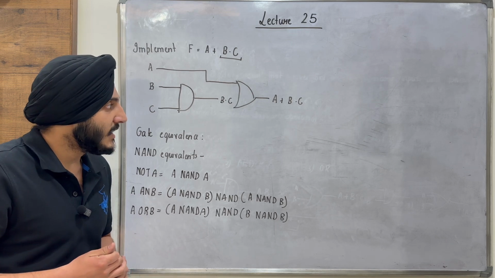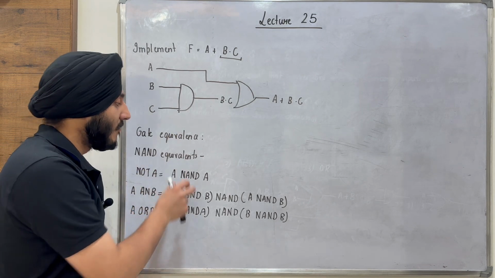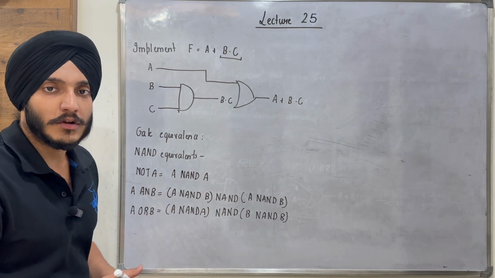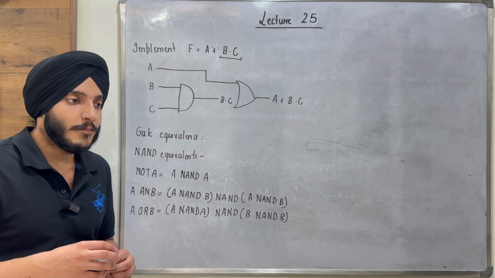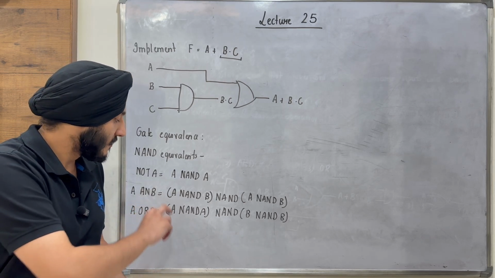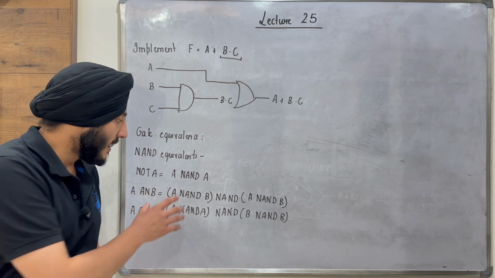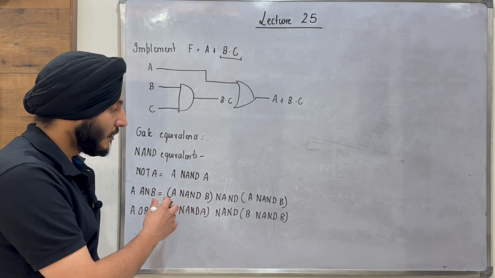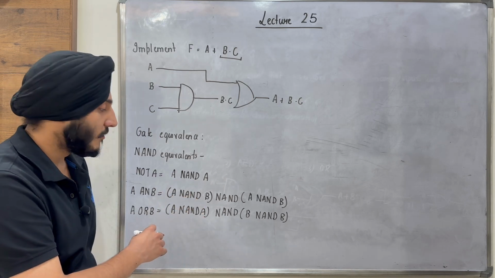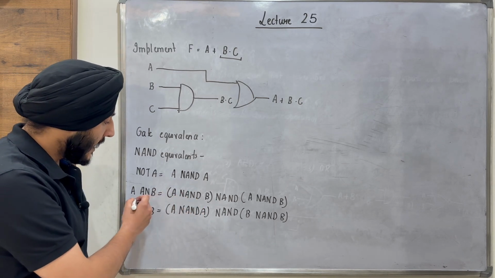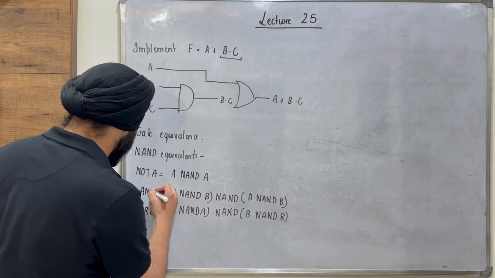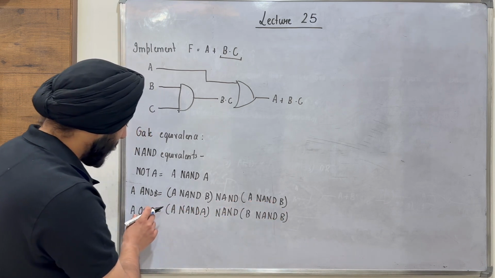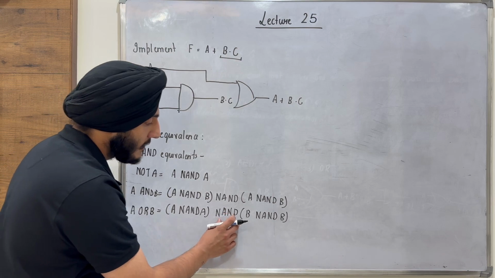Okay. The second thing that I wanted to explain is gate equivalence, right? Just like I said, the NAND gate and the NOR gate are called the universal gates. So basically, we can use them to represent any of the three operations, which are NOT, AND, OR. And this is the equivalence. NOT A can be written as A NAND A. You can also check this using the truth tables if you want to confirm. A AND B can be written as (A NAND B) NAND (A NAND B), and A OR B is equal to (A NAND A) NAND (B NAND B), right?